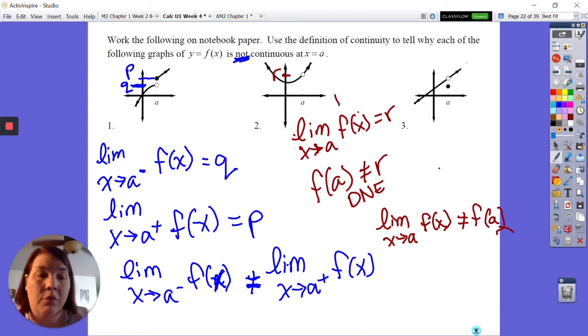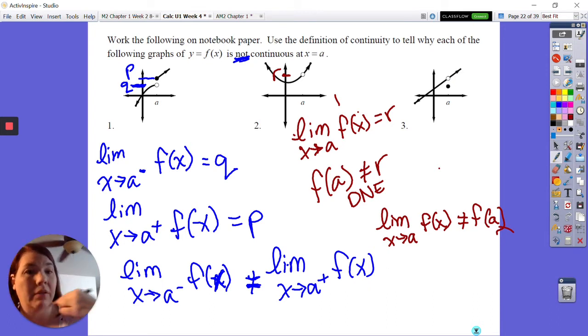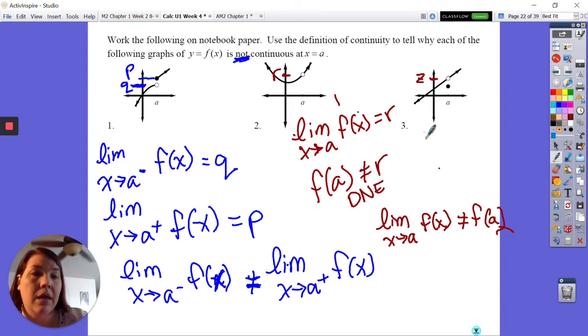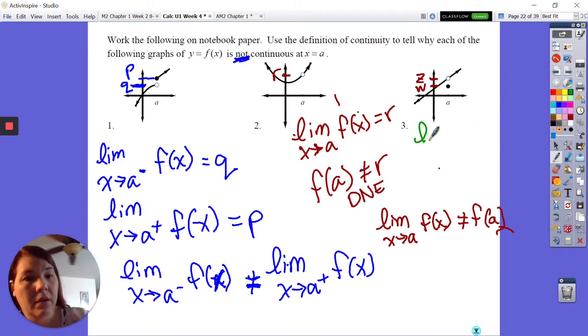And this one, we also have a removable discontinuity, but we have a value at a. So in the previous one, f of a did not exist. And in this one, f of a does exist, but it is not equal to the limit. So we have the limit equal to, let's pick another letter, z. I haven't used z yet. And then the value of the function, let's call that w. And so the limit as x approaches a of f of x is equal to z, because the left and right hand limits are both approaching the same value.